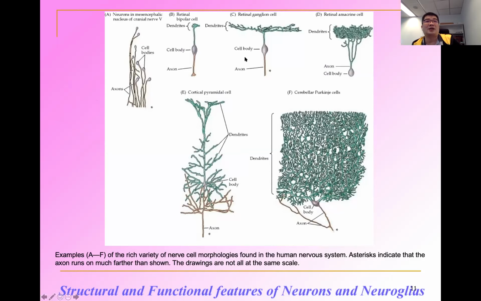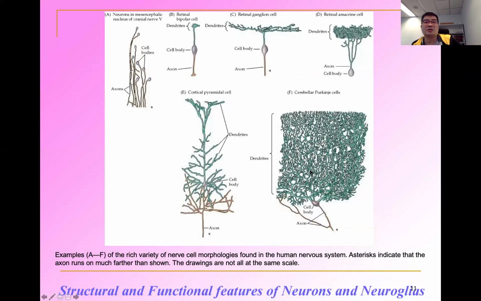You can see this is the cell body of a retina cell. This is another type of retina cell, a different type, with the cell body and the dendrite. We'll talk about the axon and dendrite. This one we have seen before, the cerebellar Purkinje cell. And this is the cortical pyramidal cell, in the cortex.